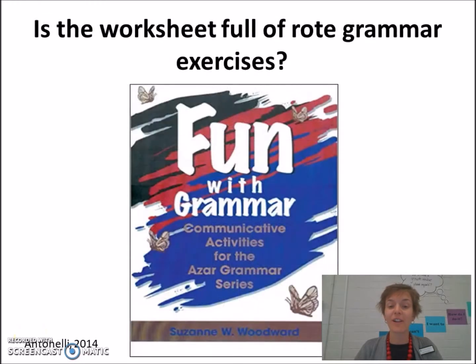Is the worksheet full of rote grammar exercises? These kinds of worksheets are necessary sometimes to help students acquire the correct form. However, it's very, very important that we balance that mechanical practice with opportunities for real communication.